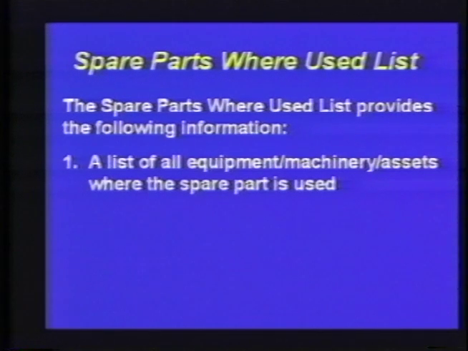On page 1 of section 3, we have listed for you some of the byproducts of the spare parts where used list. And I'd like to walk through these with you and make some comments when comments are necessary. The first byproduct is a list of all of the equipment, the machinery, or assets where the spare part is used in. Now, this is extremely important for 3 reasons.